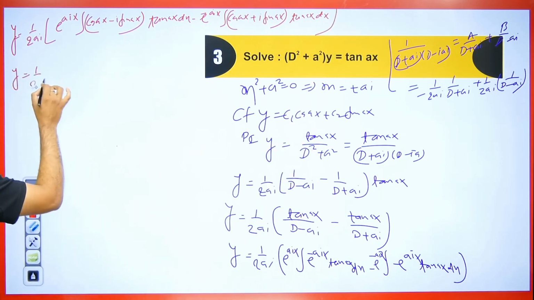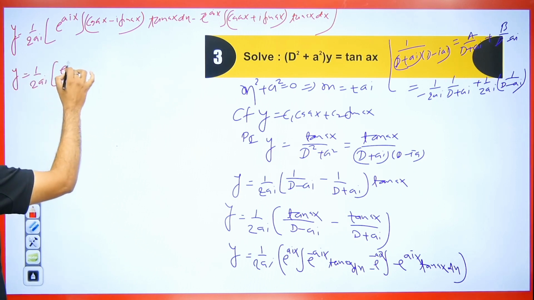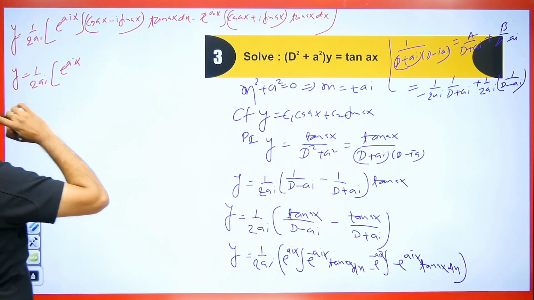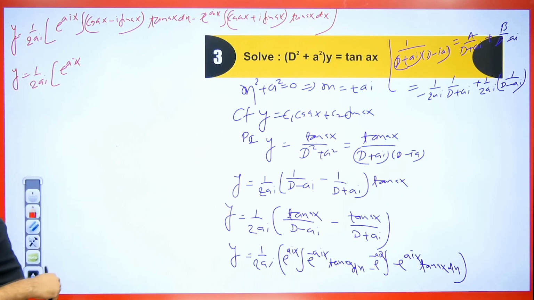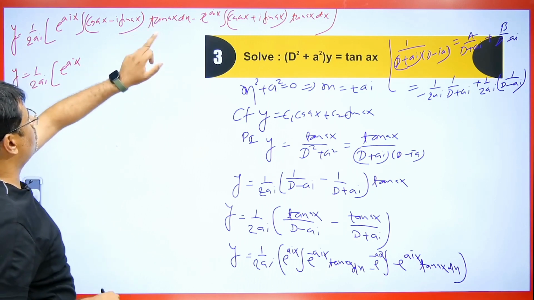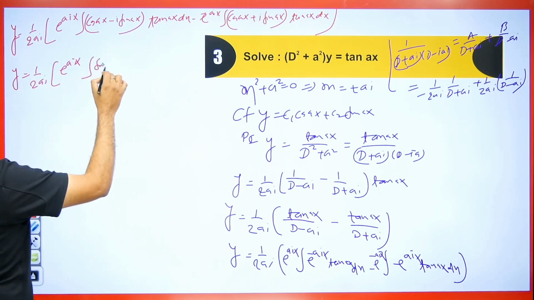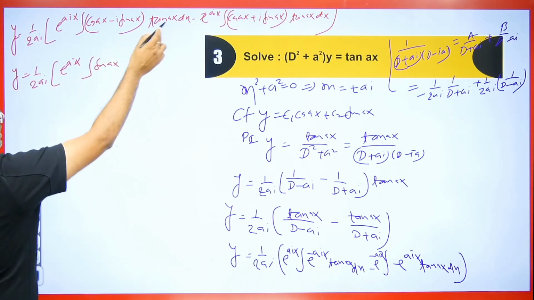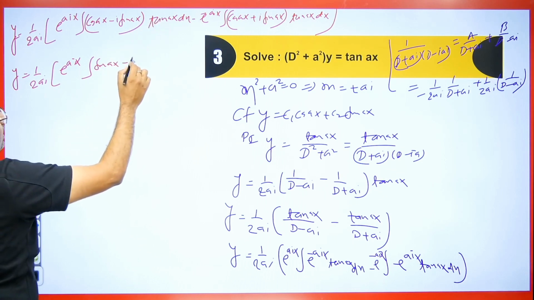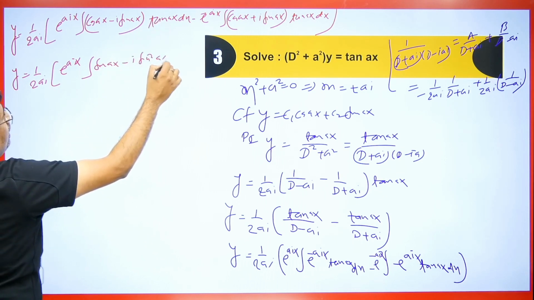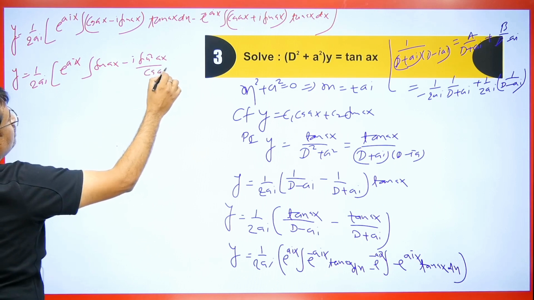So y is equal to 1 upon 2a iota. This will become e to the power of a iota x. When we multiply by tan x, then the value of tan is sine by cos. So the cos will cancel out with the cos in the equation. And at this point, the value that we will be obtaining is sine ax, right? When we do sine divided by cos, then we will get iota sine square ax upon cos ax, right?